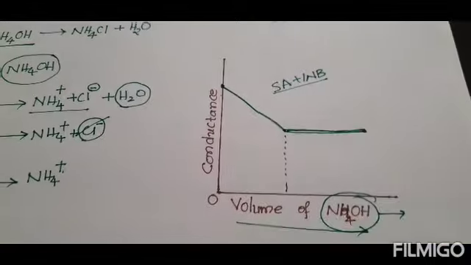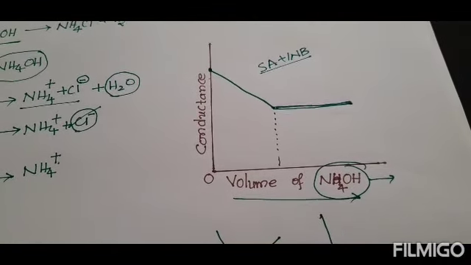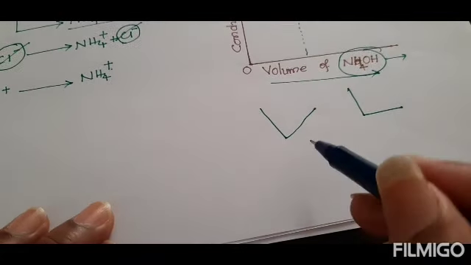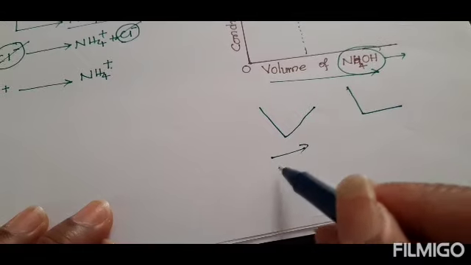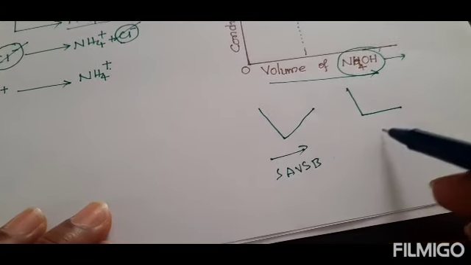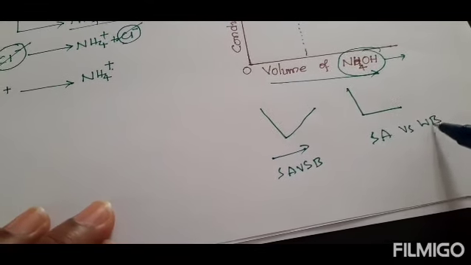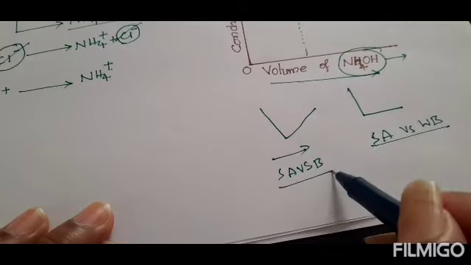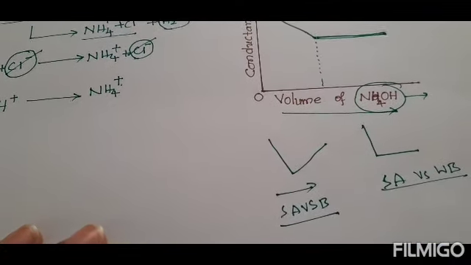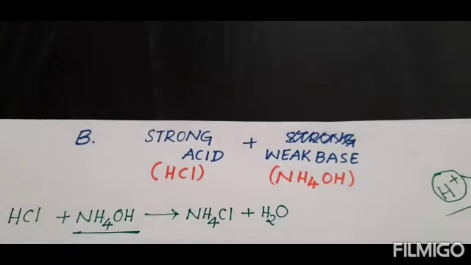In the previous case, we got a graph like this. Here we are getting a graph like this. So this is the graphical curve representation for the strong acid and strong base. This is the strong acid versus weak base. So based on the type of the curve, we can decide which titration is run with which type of compounds. Taking another one.